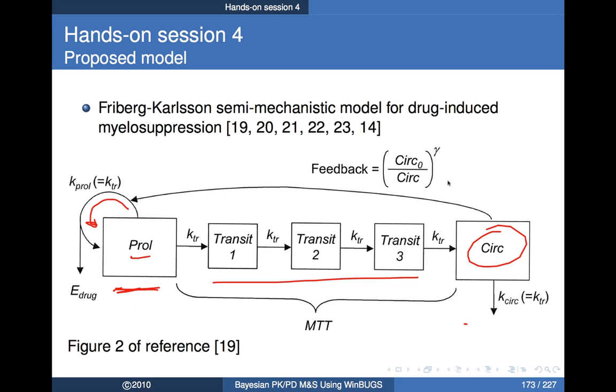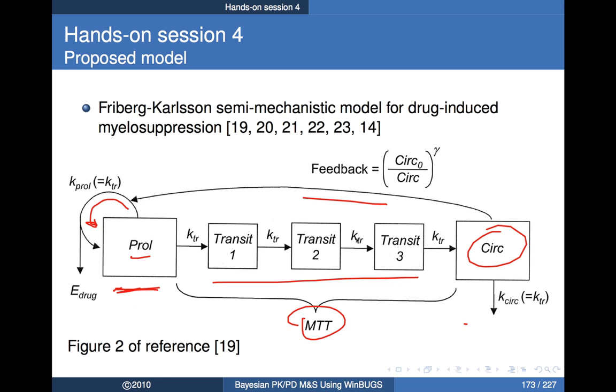There's also a feedback such that as the circulating neutrophil count drops, the rate at which new neutrophils are formed increases, but it's done back here at the beginning, so it happens way back at the beginning of the life cycle. So any feedback that happens here, there's a delay associated with it because of this sequence of transit compartments. And then the way we're actually going to parameterize this is, instead of parameterizing it directly in terms of these individual rate constants, we're going to parameterize it in terms of a mean transit time across these compartments.